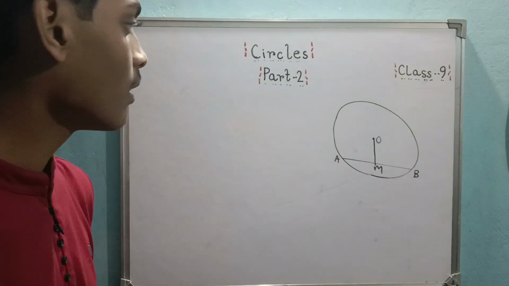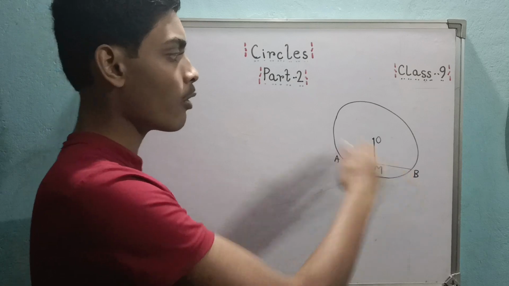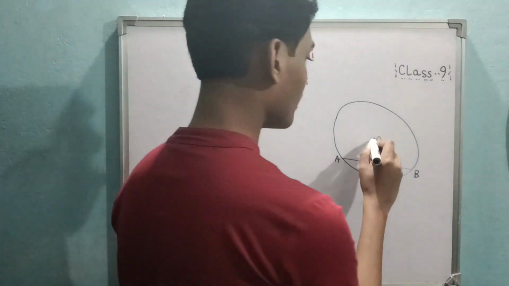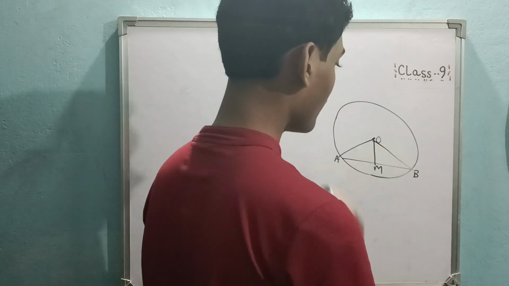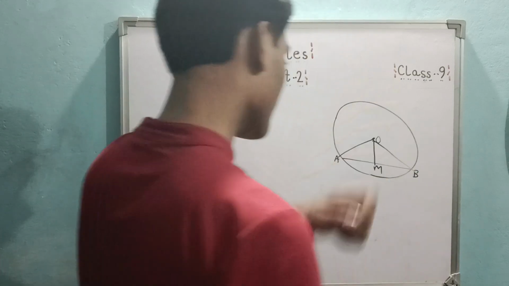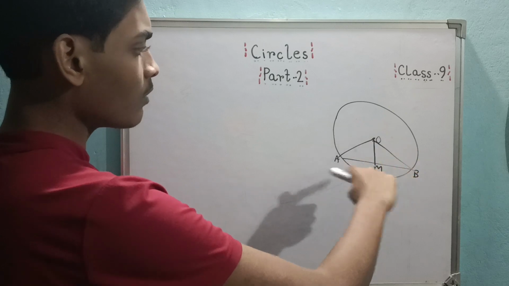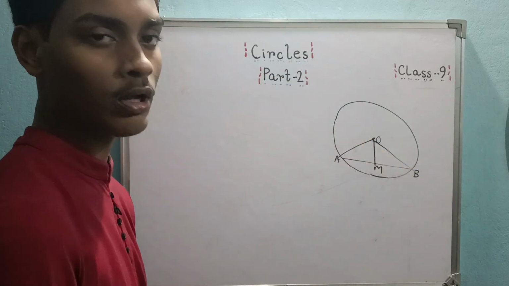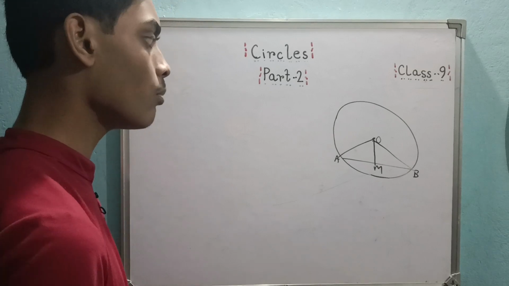And then we know that from the center of a circle to a point on the circumference of the circle, that's the radius, right? So here either OB or OA, anything can be the radius. And also we learned that as OM is perpendicular to AB, OM divides AB into two equal parts. That is AM equal to MB.